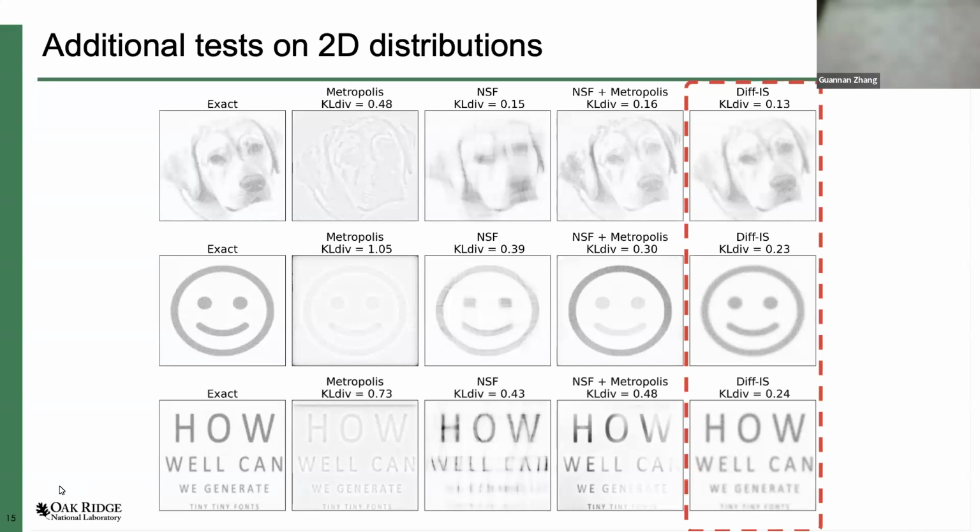And we compare with the Metropolis algorithm, which is MCMC. And this is neural spline flows, which is one type of normalizing flows. And also this one plus the Metropolis. And we can see our method can replicate the targeted distribution very well, even for some very small architectures. So this is the 2D test.